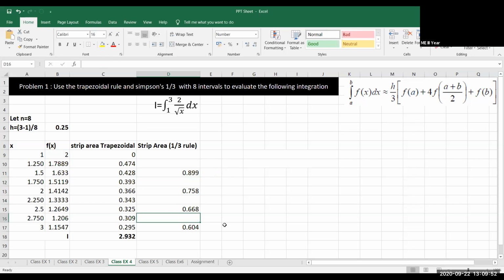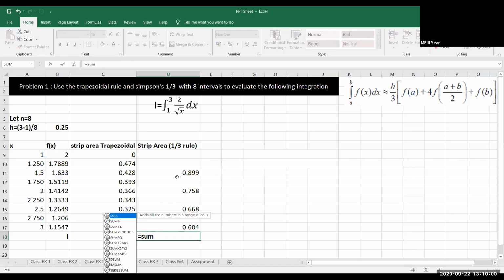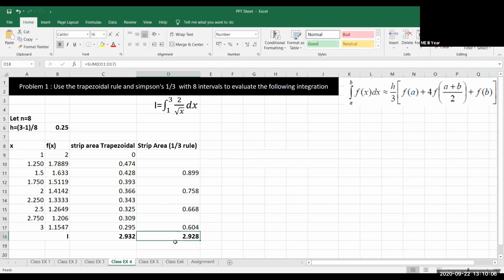I will explain it. And now here you have to find the sum value, the sum function. Take the summation of all these values, then hit enter, you will get the result. So using Simpson's 1/3 rule method, the 2.92 value will come, and using the trapezoidal method, the 2.932 value will come. A very small difference.